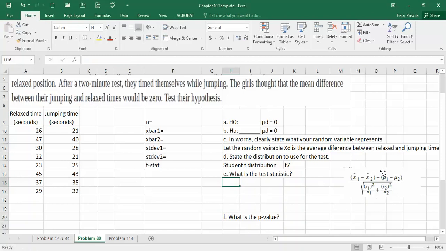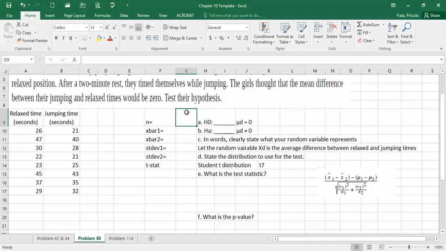So let's see if we can get all the values right before I'm getting ahead of myself, because I haven't defined my sample size. I just said it is 8, correct? Therefore, my degrees of freedom is going to be 8 minus 1.